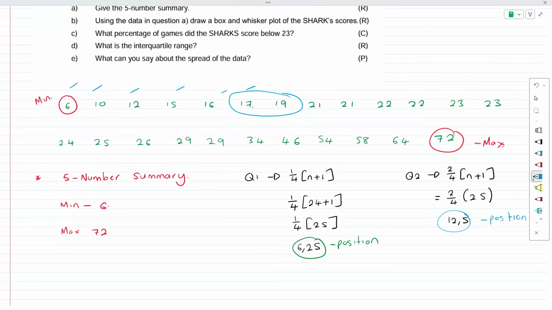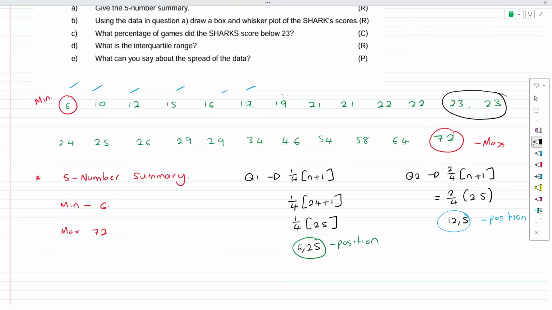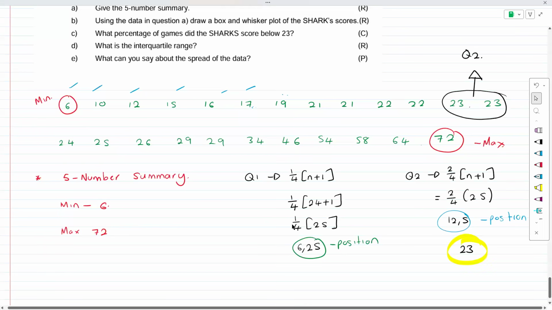Now, this was the easy one to do because 12.5 numbers is simple, right? So we go 1, 2, 3, 4, 5, 6, 7, 8, 9, 10, 11, 12. 12.5 is right here in the center. This is quartile 2. Now, quartile 2 will be 23 plus 23 divided by 2. So that's 23. Now, this one was easy. This one is definitely correct.